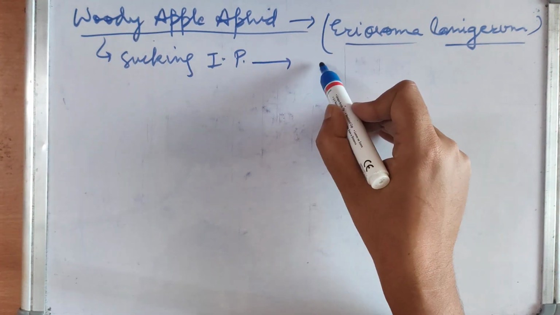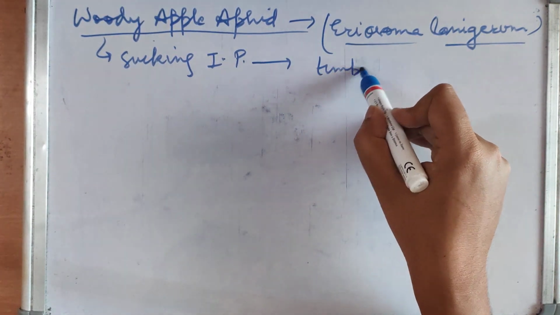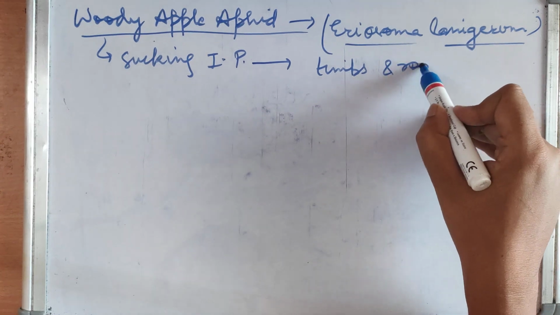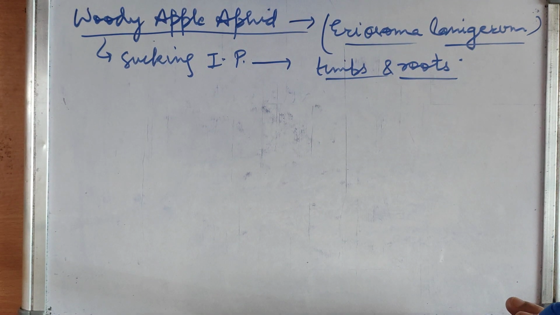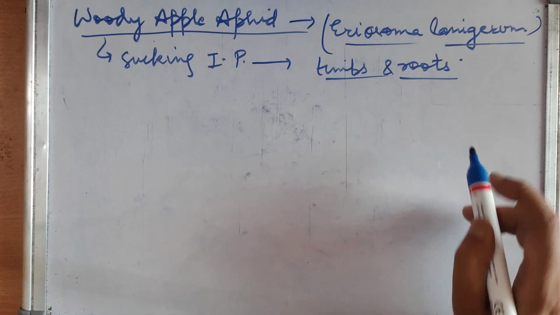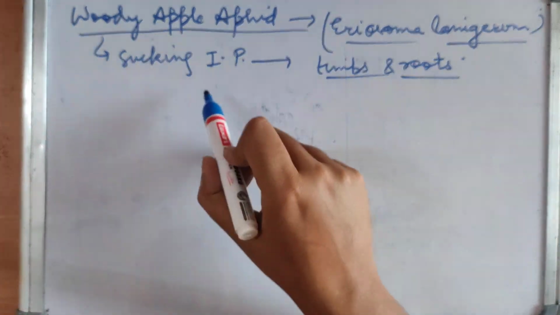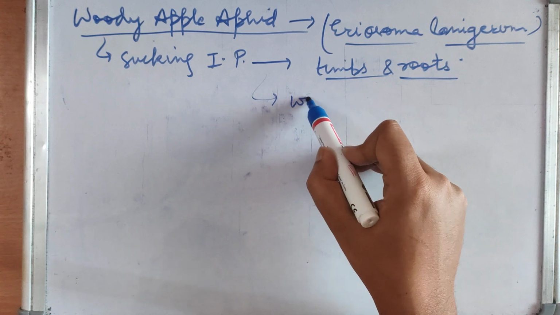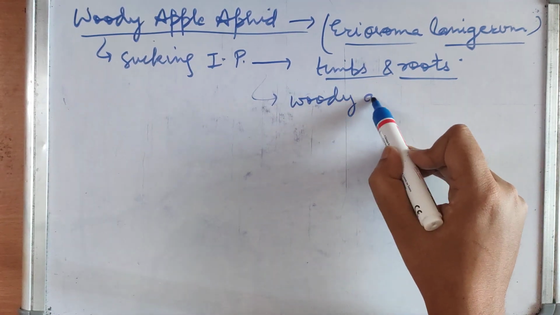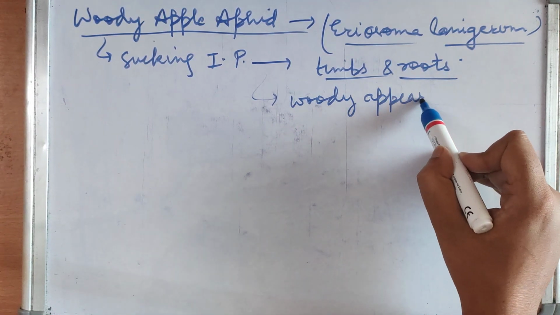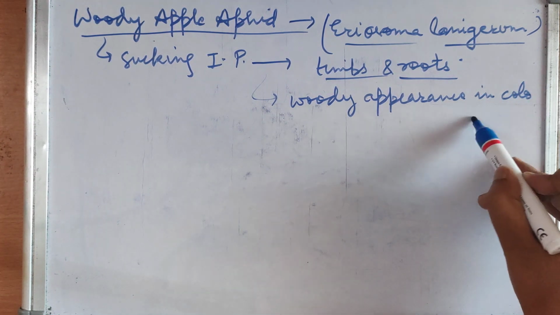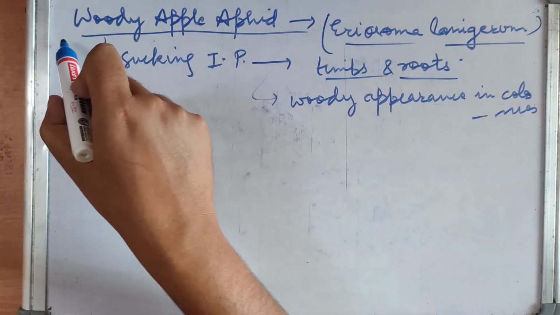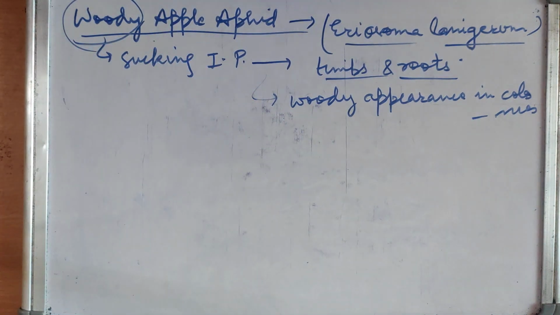It weakens the tree by feeding on timbers and roots. It gets its name from the woolly appearance of its colonies. As its colonies are woolly in appearance, hence it gets its name woolly apple aphid.